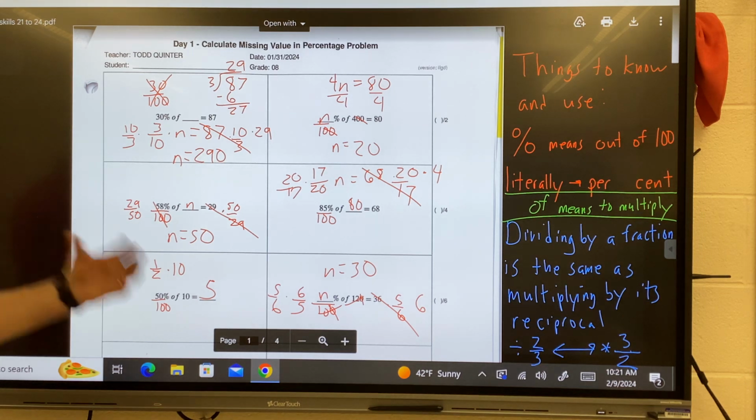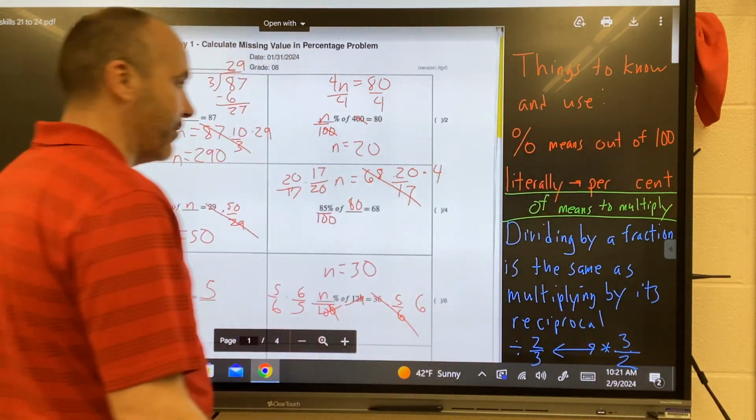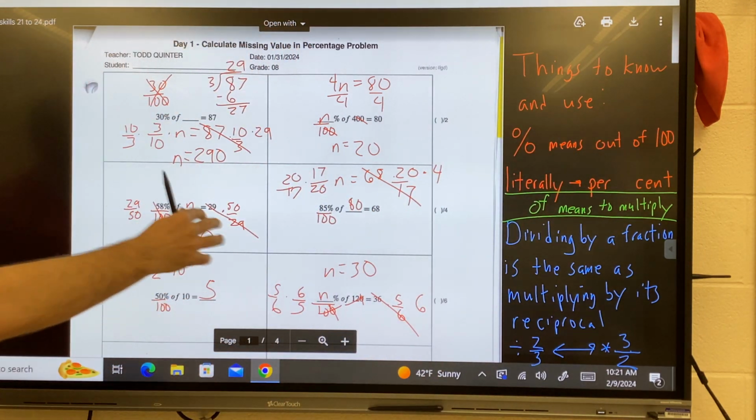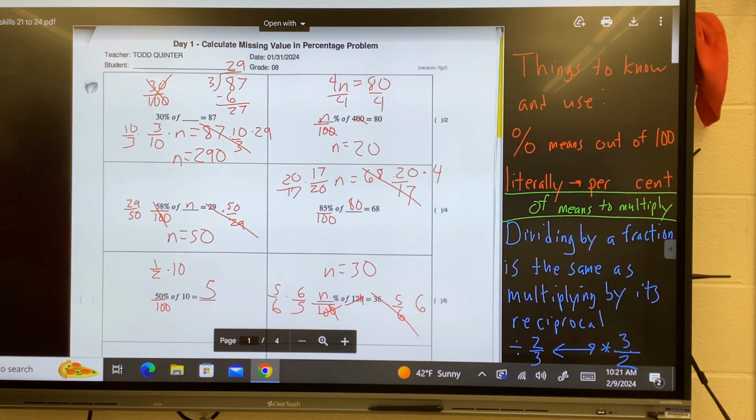I think fractions is the most effective way to go about this. So remembering percents literally mean out of 100, anytime you're dealing with percents, use fractions. There are methods where we can change the percents into decimals. So we could say 0.3 times n equals 87. But then we would have to divide by 0.3. And I feel like working with fractions is easier than dividing with decimals. Doable, but like I said, fractions are a little bit easier, so that's what I would stick with.